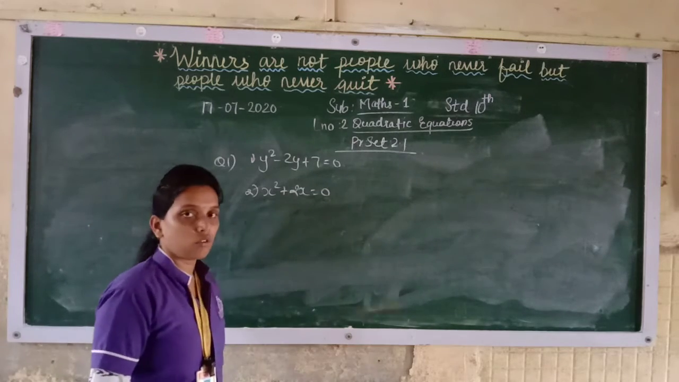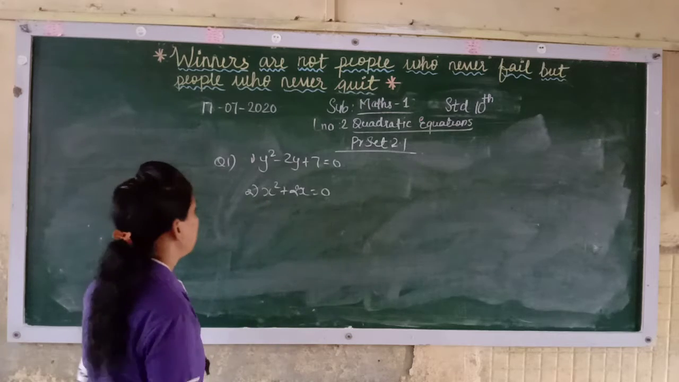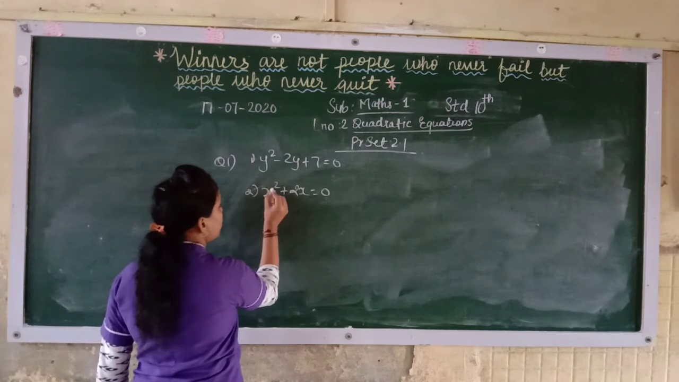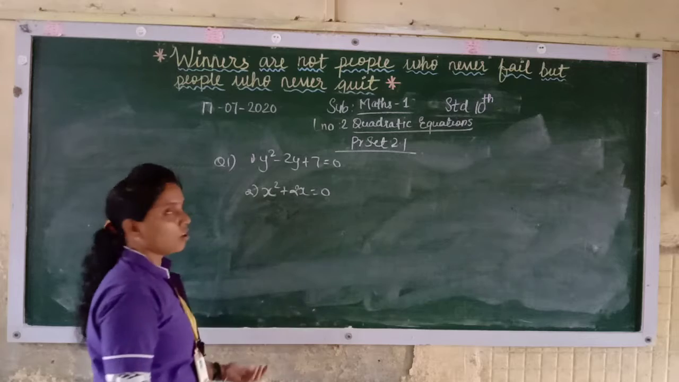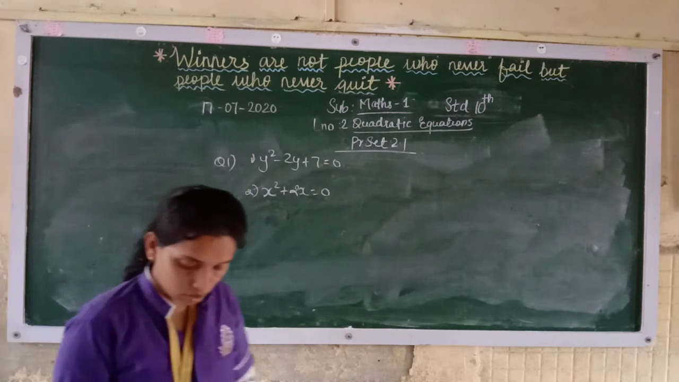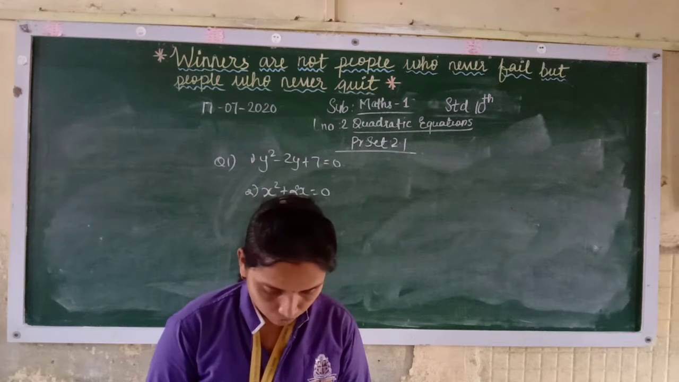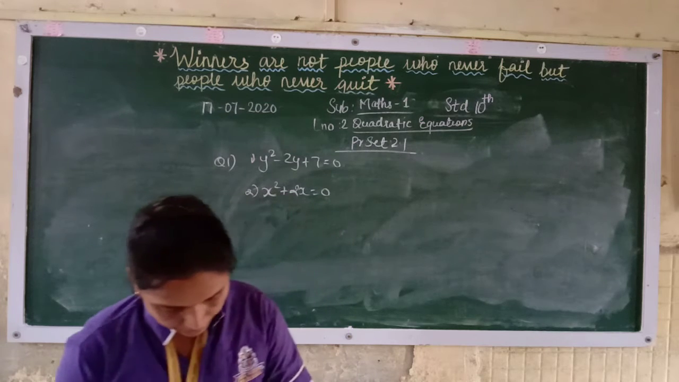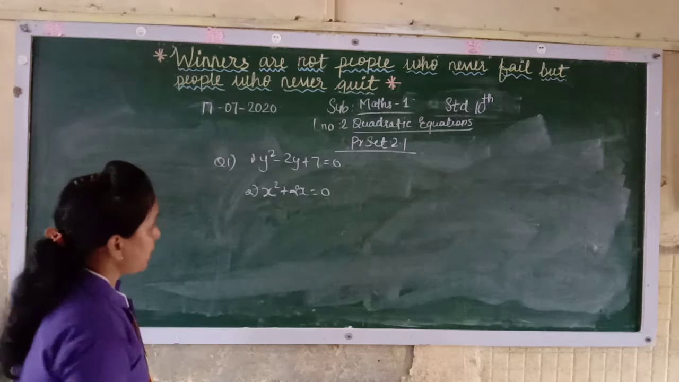C can be 0. Only a cannot be 0. This cannot be 0, the coefficient of x square cannot be 0. Rest all can be 0. So these two are quadratic equations. Further, they have given, decide whether the following equations are quadratic equations or not.